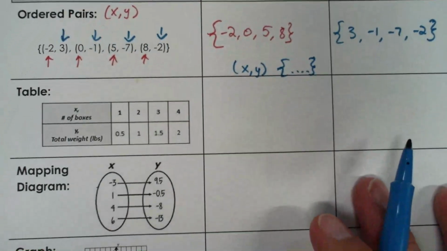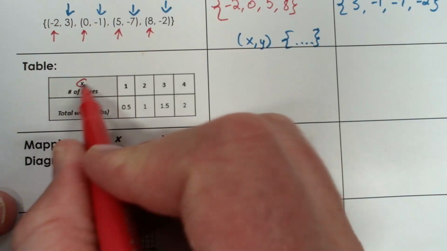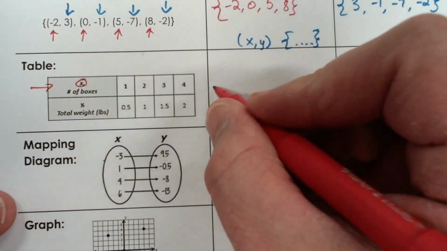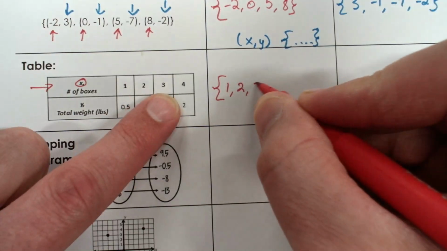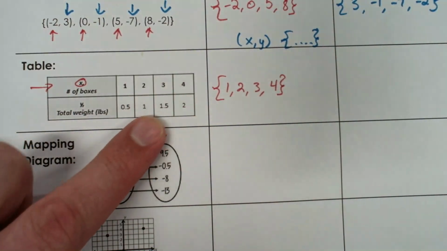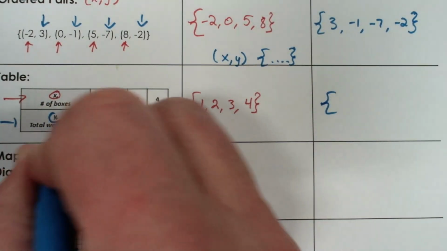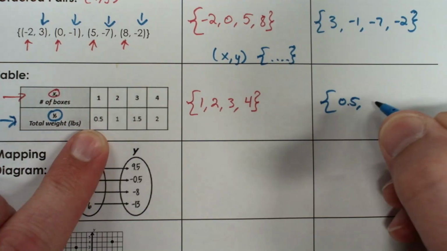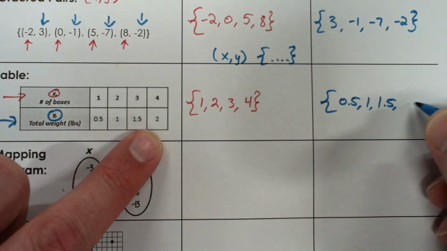It's perfectly fine. As a table, it says x is the number of boxes. So my number of boxes are 1, 2, 3, and 4. So that's my domain. My range, which is the total weight, my y values, my range are 0.5, 1, 1.5, and 2.